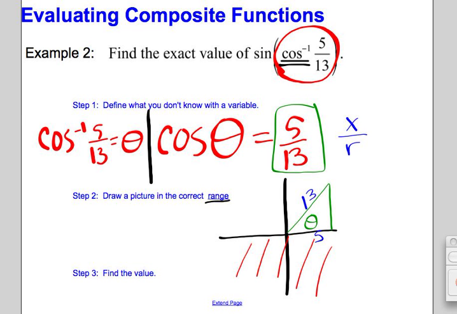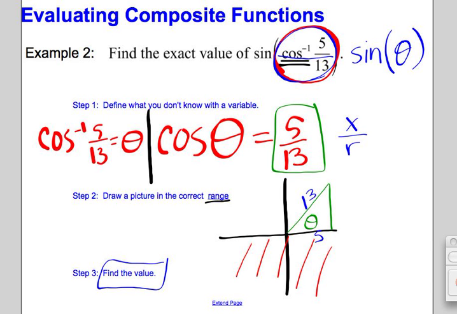Now remember, the question is asking, so I go back to think about how I'm going to find the value. The question is asking for the sine of that angle. Because remember, that red circle is theta. It's asking for theta. So what is the sine of theta? Well, in order to find that, I need y.